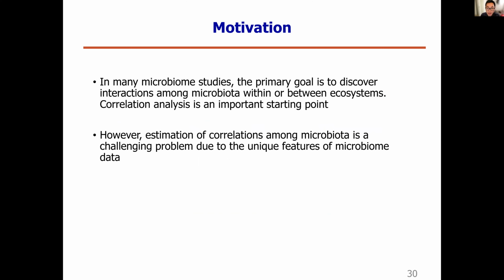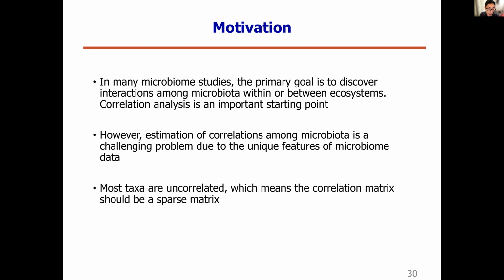However, the estimation of correlations among microbiota is also a challenging problem due to the unique features of microbiome data, as I illustrated earlier, such as the compositionality, the unequal sampling fractions, and also, of course, the well-known excess zeros. The microbiome data is a typical sparse data. And it's reasonable to assume most taxa are uncorrelated, especially at lower taxonomic levels, such as the species level, which means the correlation matrix should be a sparse matrix once we get the results. And lastly, not all interactions among microbiome are expected to be linear. They can have some nonlinear relationships.